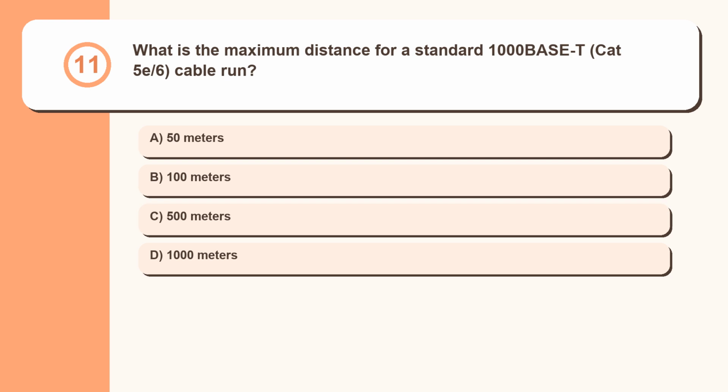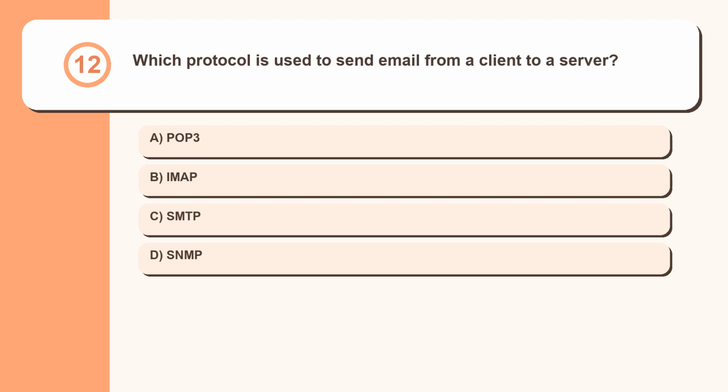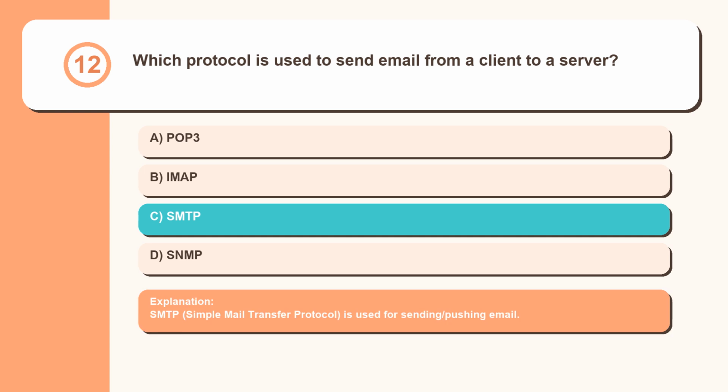Question 11. What is the maximum distance for a standard 1000BASE-T, Cat5e/6, cable run? 50 meters, 100 meters, 500 meters, 1000 meters. Standard twisted pair Ethernet cables have a limit of 100 meters. Question 12. Which protocol is used to send email from a client to a server? POP3, IMAP, SMTP, SNMP. SMTP, Simple Mail Transfer Protocol, is used for sending/pushing email.